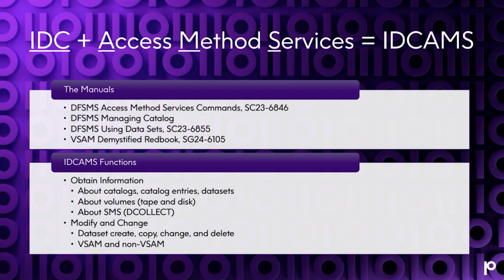The catalog also contains information not only about data sets, but about volumes, the disk volumes and the tape volumes that reside on the system. It contains information about SMS. Usually when we're talking about obtaining information, we're talking about the LISTCAT function of IDCAMS, and we'll go into that in some detail. There are other commands, though, like ALTER and DCOLLECT if I want to get SMS information.